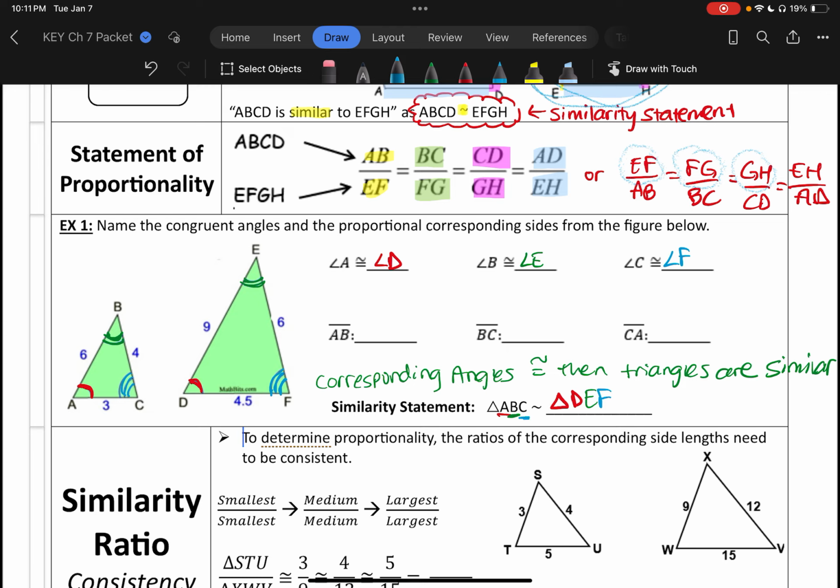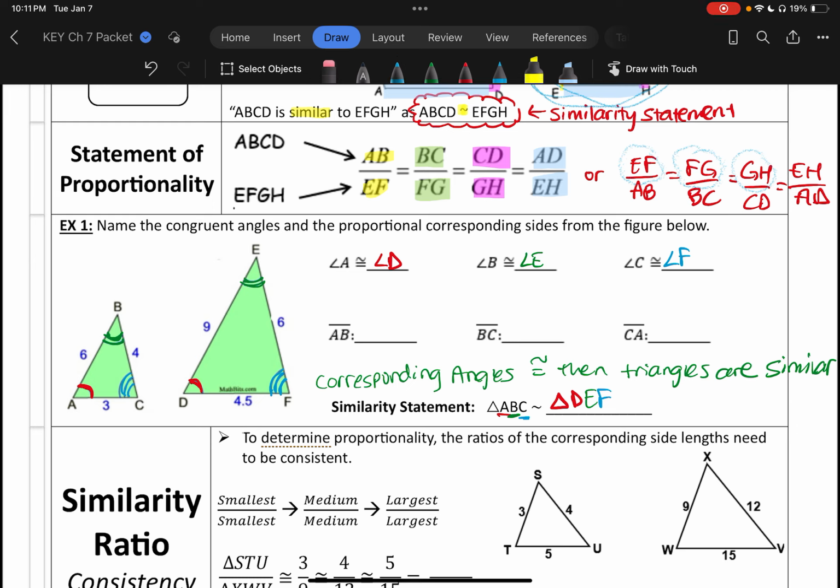Okay, so again, and we'll look at this in more detail later on in the notes, for you to be able to determine whether triangles, or polygons in general, are similar, you need to show one of two things. Either that the corresponding angles are congruent, which we just showed right here, or you can show that the corresponding sides are proportional, which we'll see in the section below.